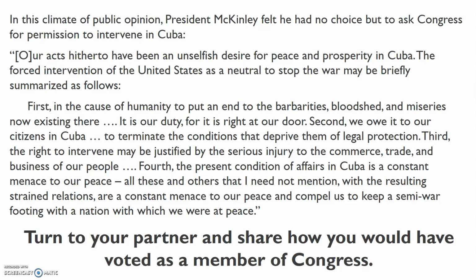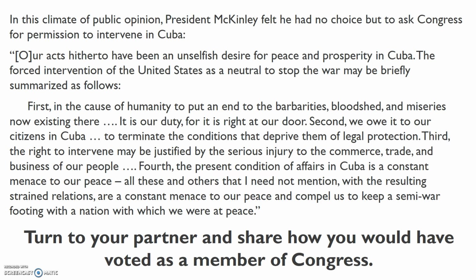He said, "Our acts hitherto have been an unselfish desire for peace and prosperity in Cuba. The forced intervention of the United States as a neutral to stop the war may be briefly summarized as follows. First, in the cause of humanity, to put an end to the barbarities, bloodshed, and miseries now existing there, it is our duty, for it is right at our door. Second, we owe it to our citizens in Cuba to terminate the conditions that deprive them of legal protection.